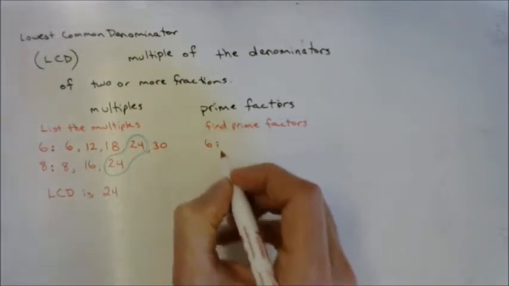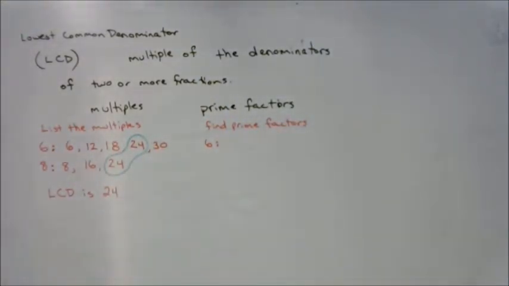So, prime factors. A prime number is a number that's divisible only by itself and 1. So, for instance, the number 3. You can't divide the number 3 by anything except 3 and 1, so it's prime. The number 17. You can't divide that into any whole numbers except divide it by 1, which gives you 17, or divide it by 17, which gives you 1. It's a prime number. Does that make sense?